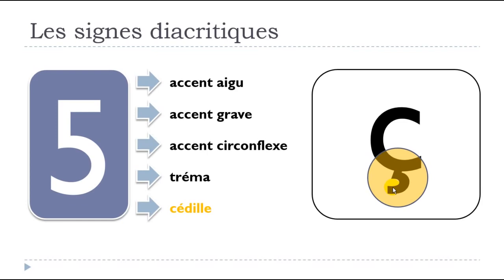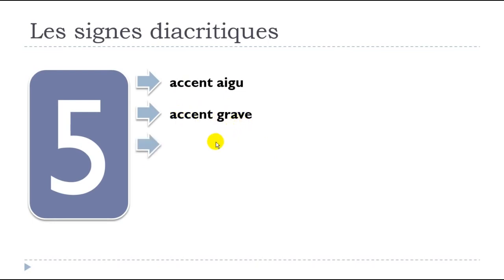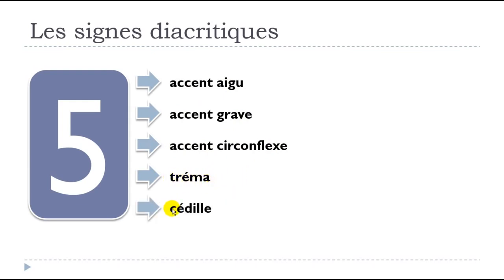Okay, so remember, l'accent aigu, l'accent grave, l'accent circonflexe, le tréma, la cédille. All right, and the idea, of course, in this video, is only to present these 5 signs.